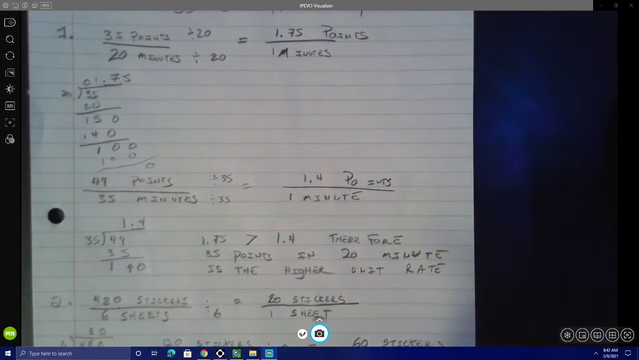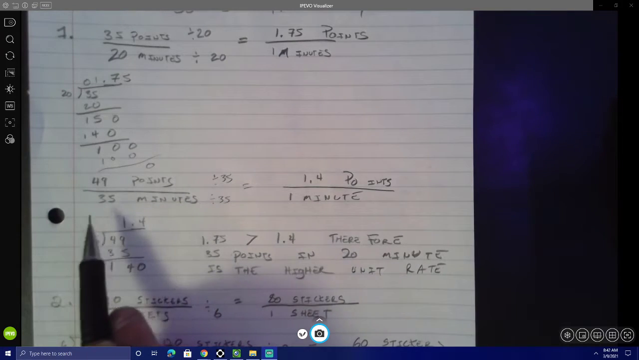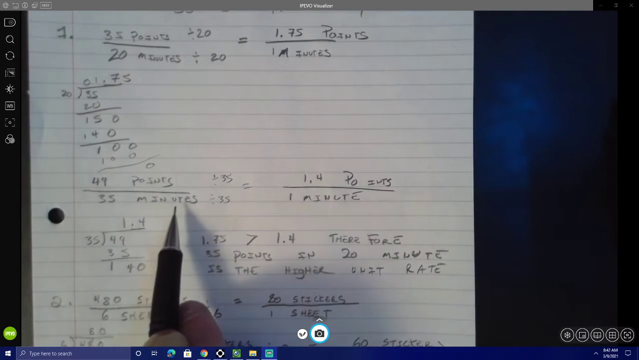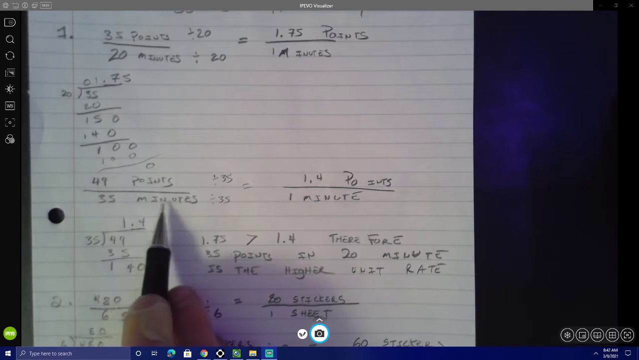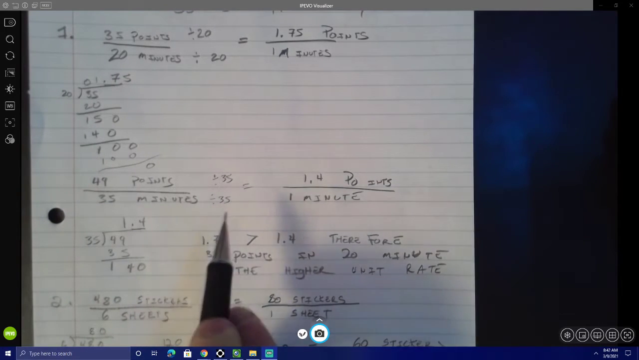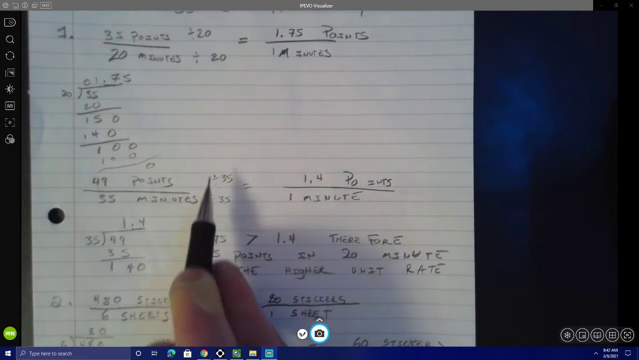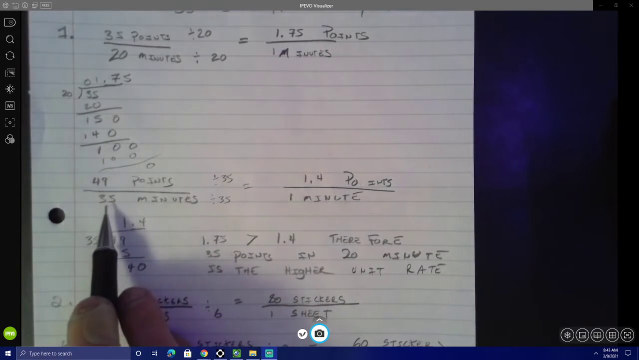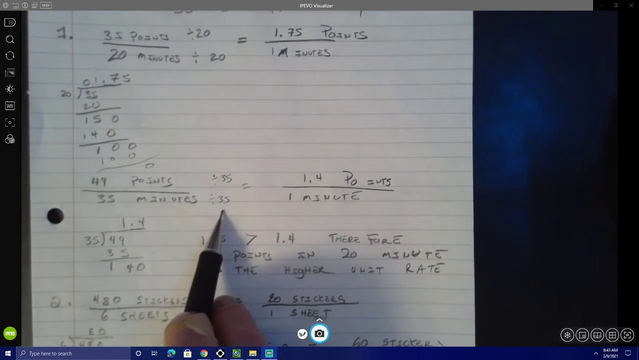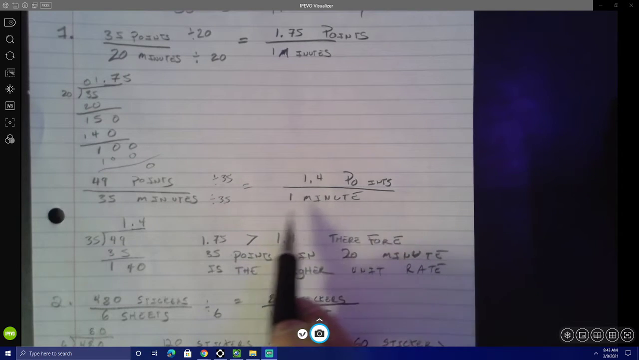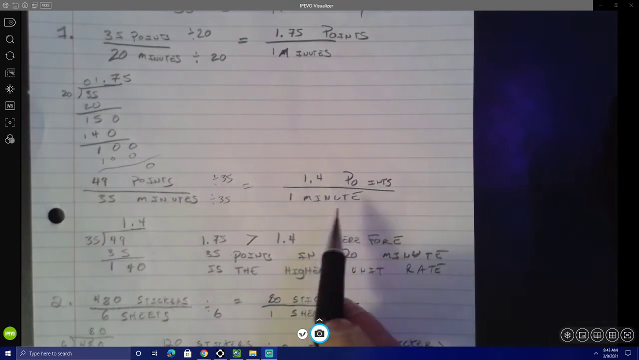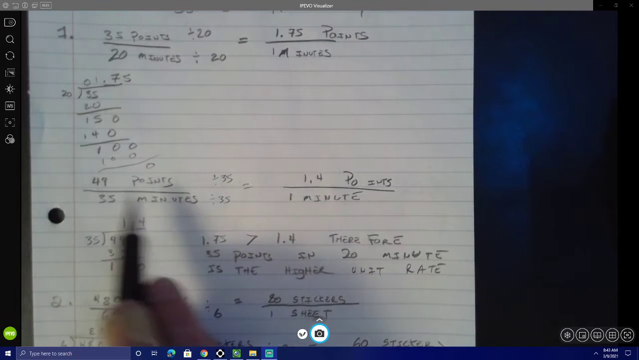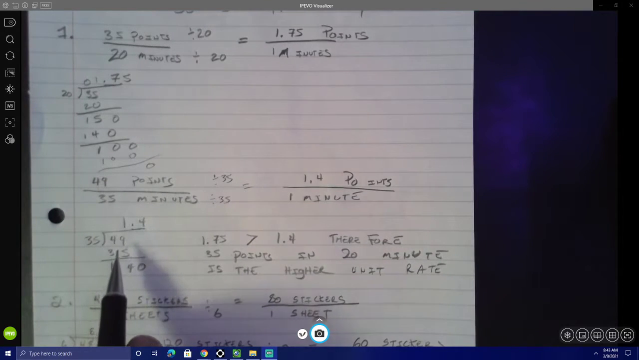For the second person, they scored 49 points every 35 minutes. To find the unit rate here, we need to get the denominator to a 1. I would do that by dividing both the top and the bottom by my denominator of 35. 35 divided by 35 equals that 1 minute, which we want in our unit rates. And then I had to divide 49 by 35. Here is my work for that.